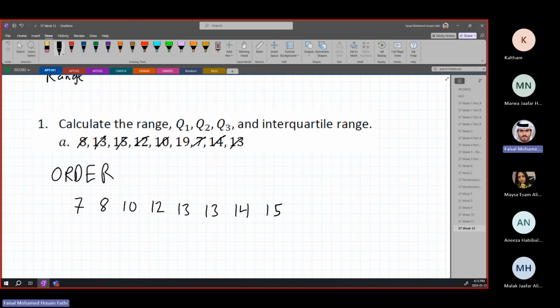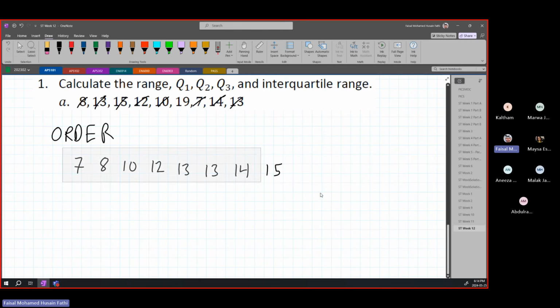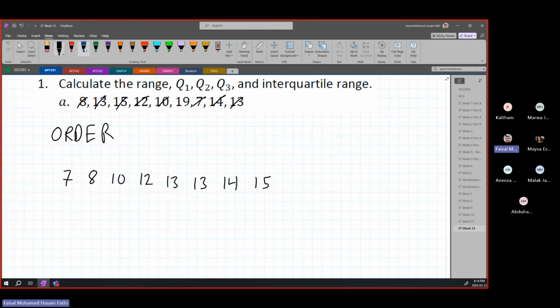All right, so this is our set. The first step is always ordering it because it's similar to median. We're finding it the same way as median. So we find our n value. Our n value is just we're going to count them. So this is our first, second, third, fourth, fifth, sixth, seventh, and eighth value. So we have 8 values. So n is an even number.